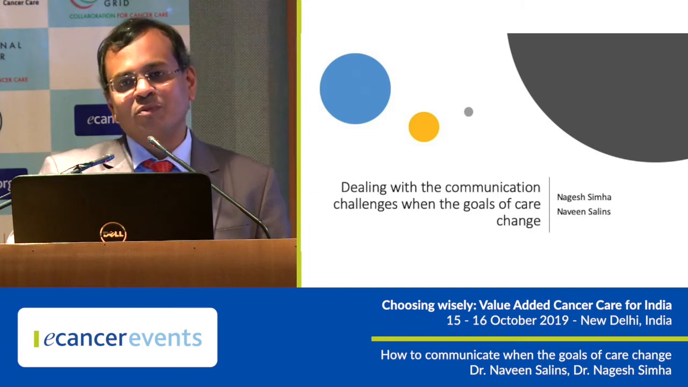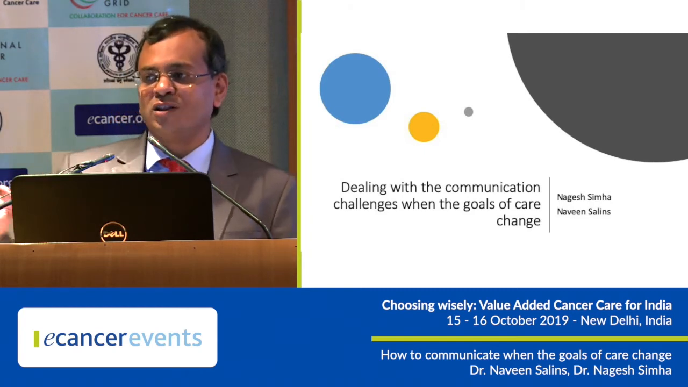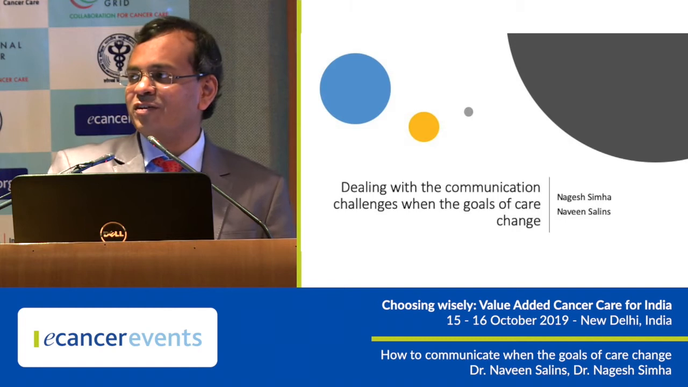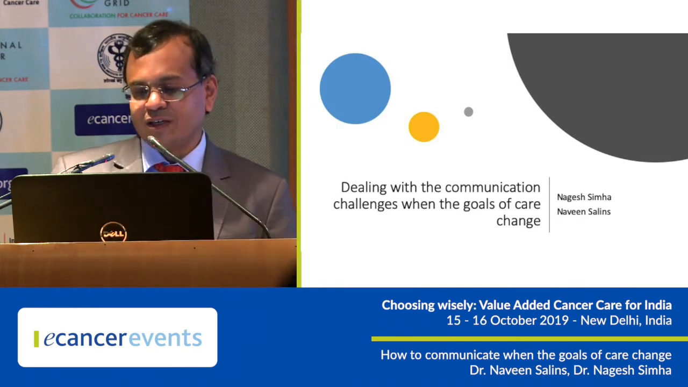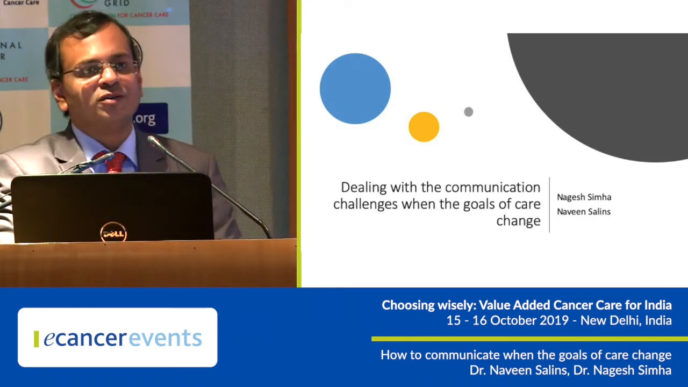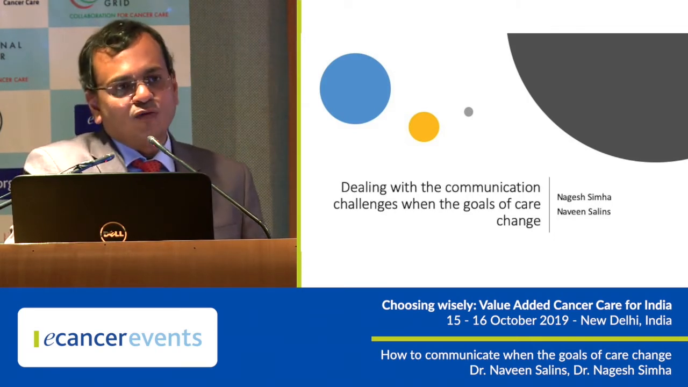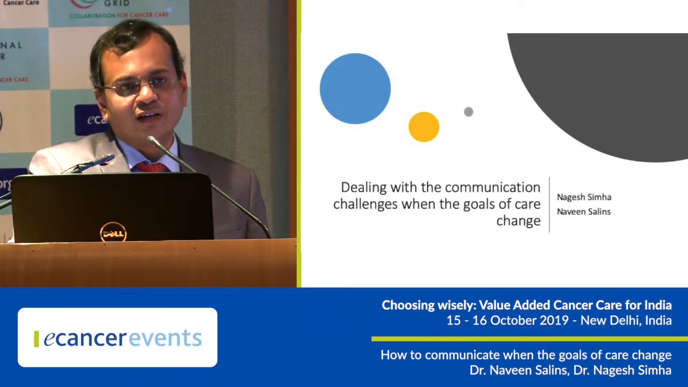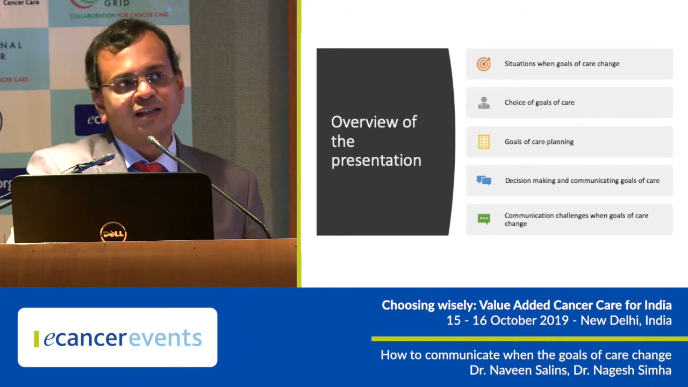This is a very important subject, and probably it cuts across all the oncology practices, where we will be talking about communication while negotiating goals of care. So, my presentation would encompass the situations where the goals of care change. What do we understand by the choice of goals of care? How to do a goals of care planning? What are the various aspects of decision making and communicating when goals of care changes? And what are the various communication challenges when goals of care change?